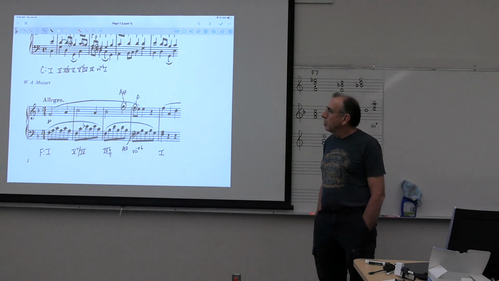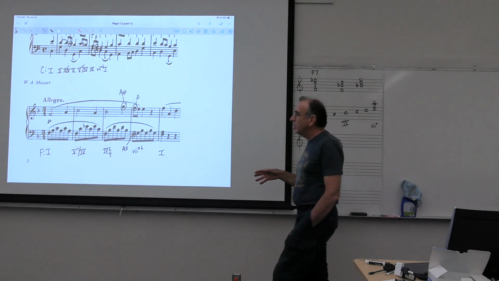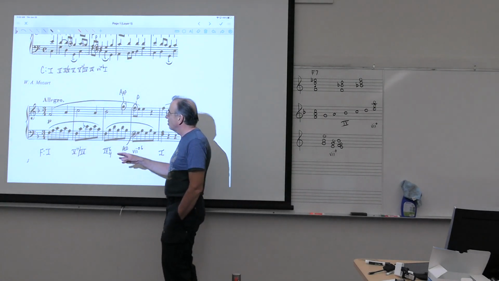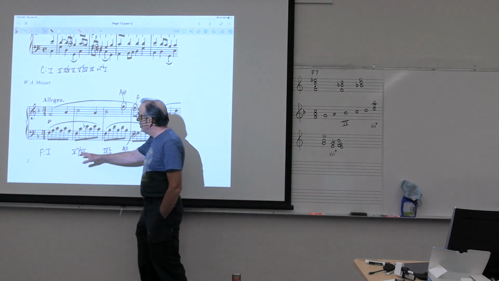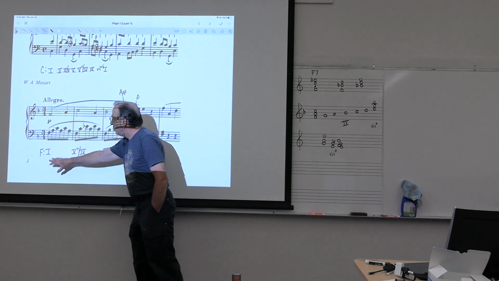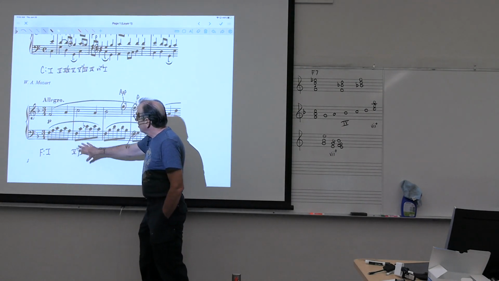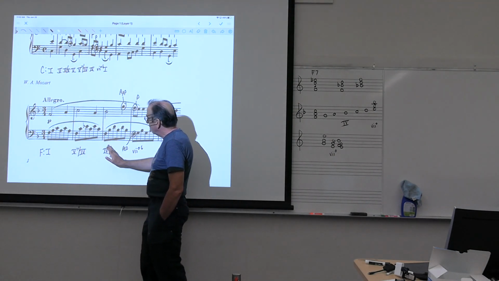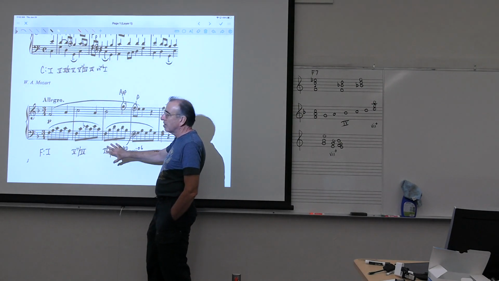Okay. So these secondary dominants, again, are just ways of reinforcing other chords within the key. Like in the case of this, we're in the key of F major, but we're using this F dominant 7 to reinforce the 4 chord, to kind of tonicize the 4 chord.